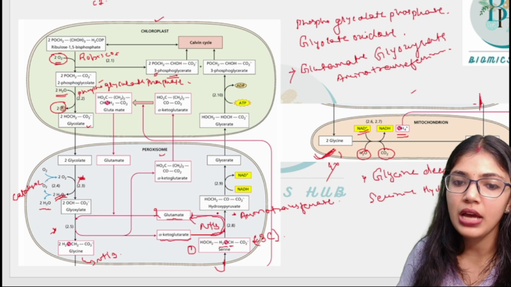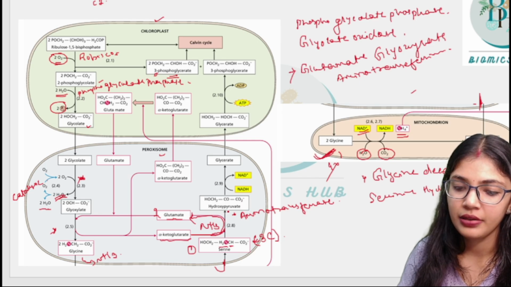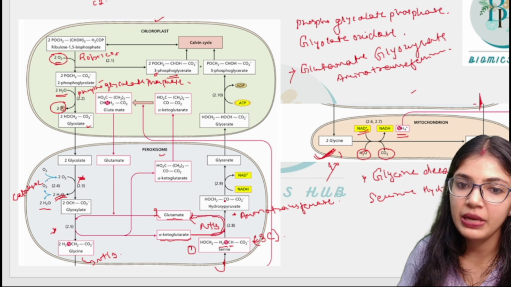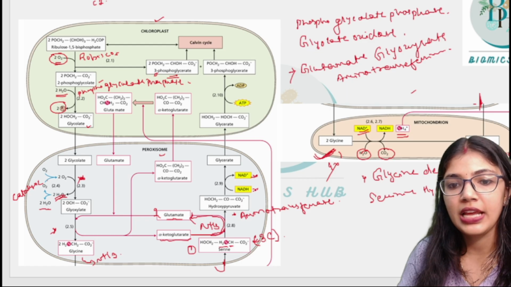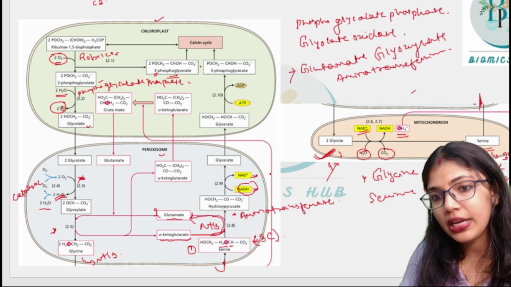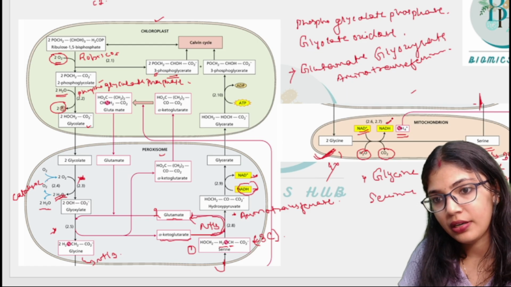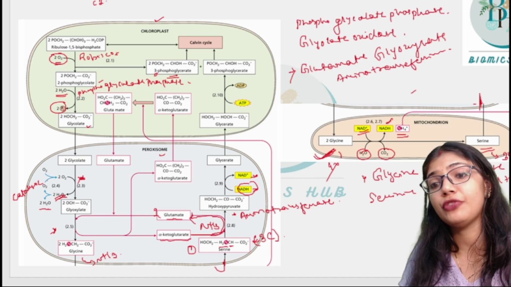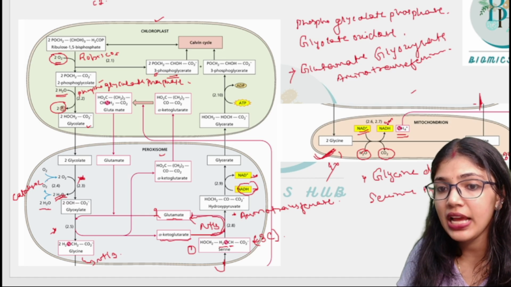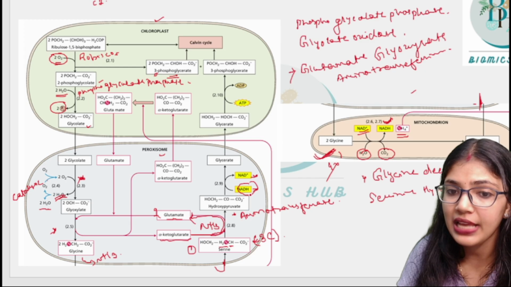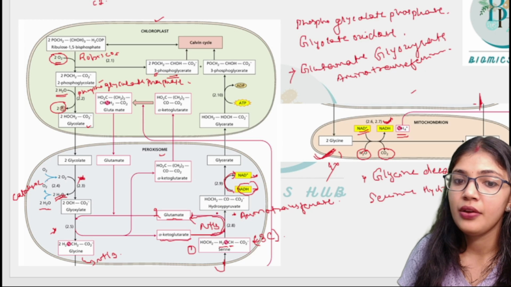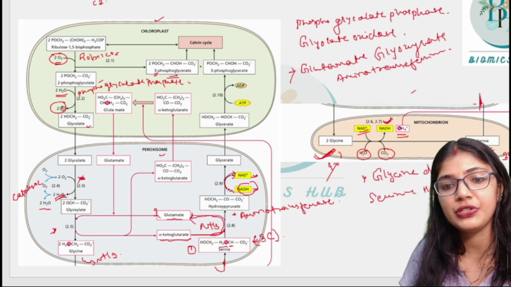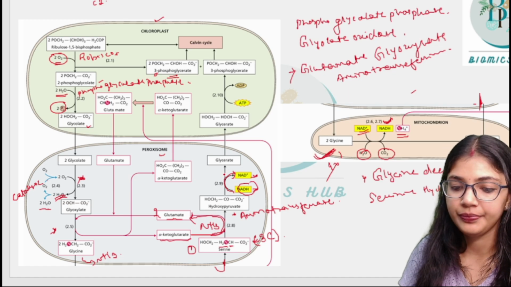Okay, now the hydroxypyruvate will be converted into glycerate. During this time NADH is being converted into NAD plus. The NADH which is present over here was from this part. When the glycine was converted into serine, there was release of one NADH. This NADH is being utilized over here. The NADH is converted into NAD plus when the hydroxypyruvate is converted into glycerate.